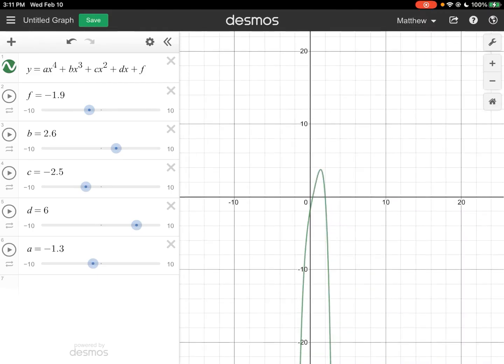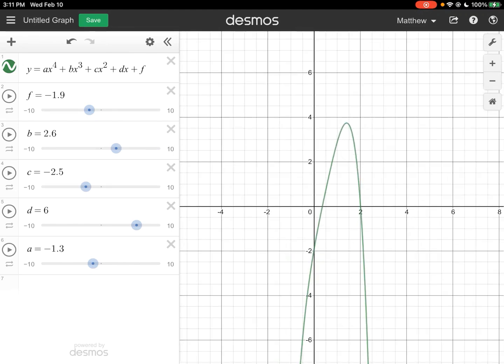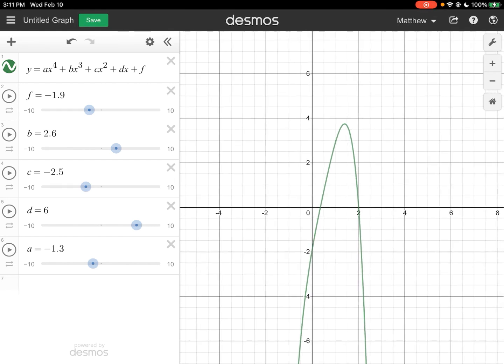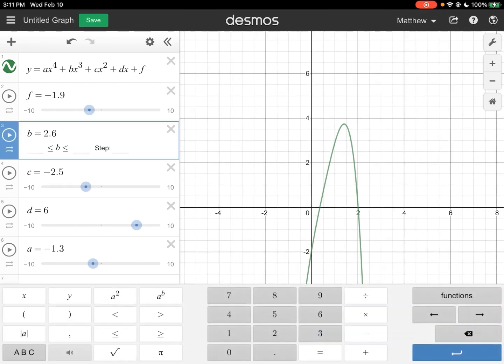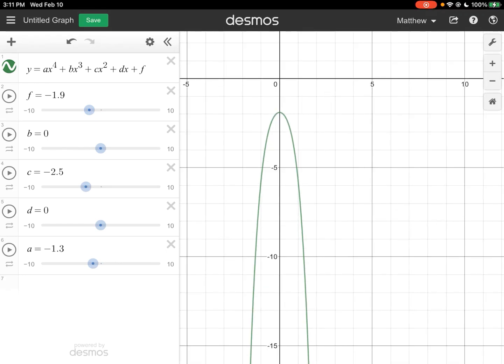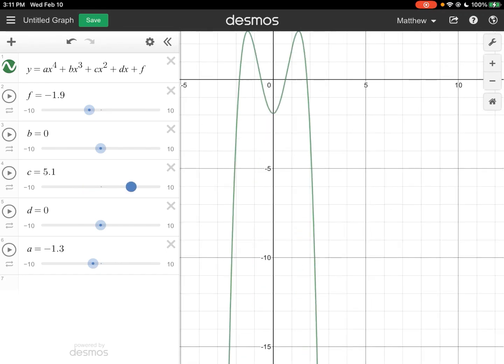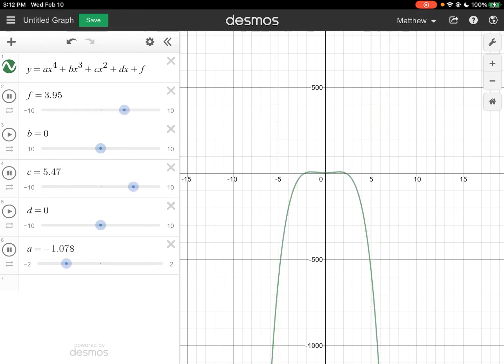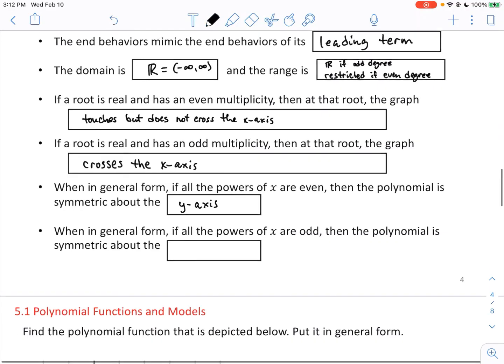So here's a 4th degree polynomial. Okay, what happens if all of the exponents are even? So I'm going to zero out some of my coefficients so that I get rid of the odd powered terms. So I want to get rid of the x cubed, so I'm going to make b be 0. And then I want d to be 0 to get rid of the x part. Okay, now I want you to take a look at what kind of symmetry do you see on the resulting graph. And if I change the other values around, you should be noticing that all of these graphs, as long as all the odd power terms are gone, have a symmetry, and that symmetry is across the y-axis.